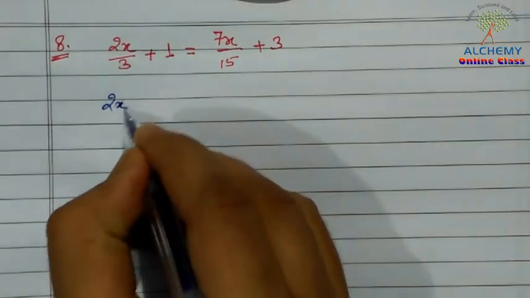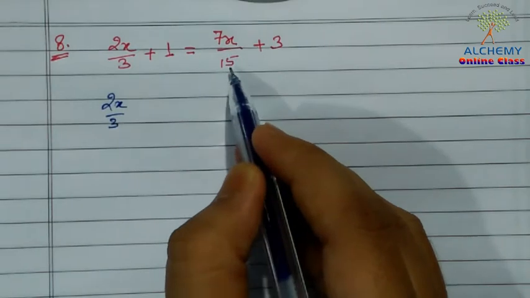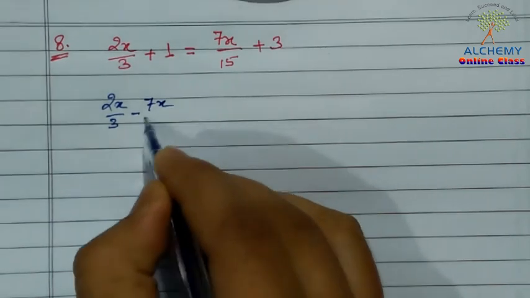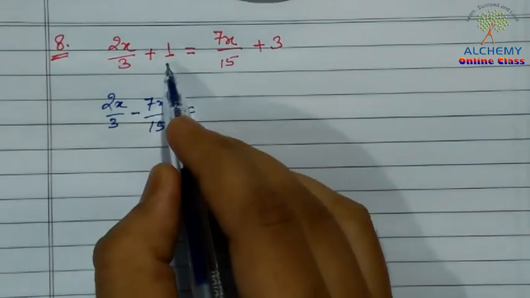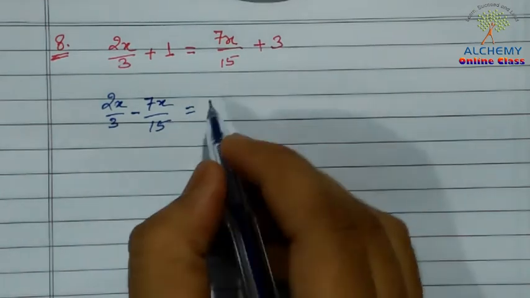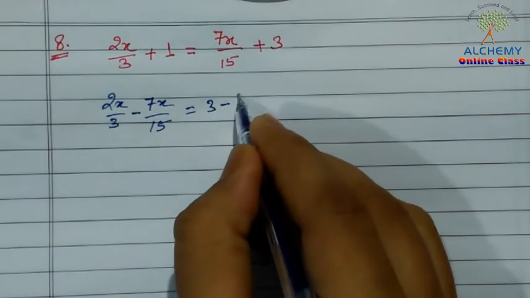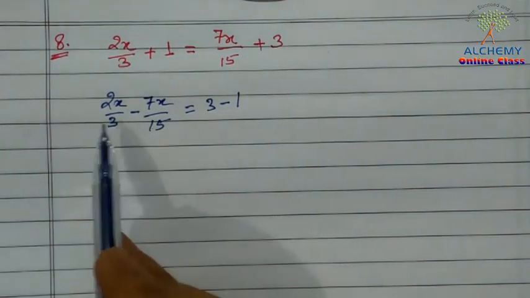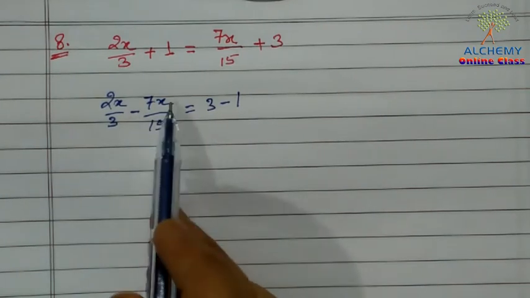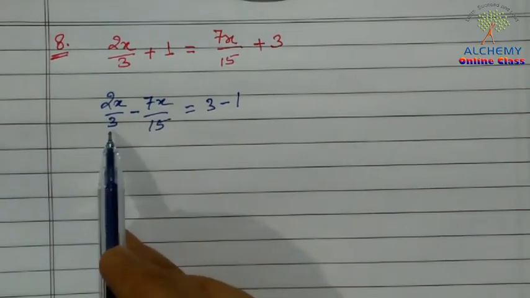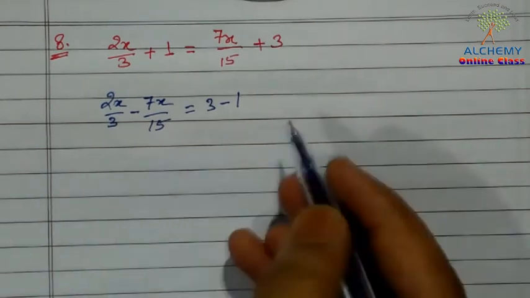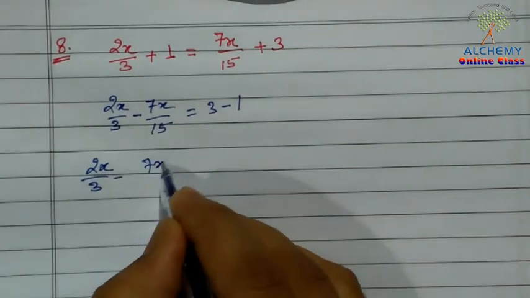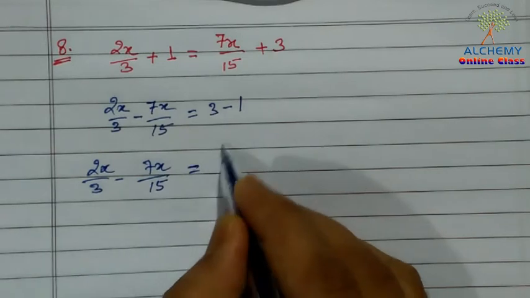So we can write here 2x upon 3, and this 7x upon 15 will go to this side and it will be subtracted. So we can write here minus 7x upon 15, and this 1 will be taken to this side and it will be subtracted from 3. So 3 minus 1. As we have both the fractions here, we can make the denominators the same to subtract 7x upon 15 from 2x upon 3. Okay, so first of all we can write here 2x upon 3 minus 7x upon 15 is equal to 2.